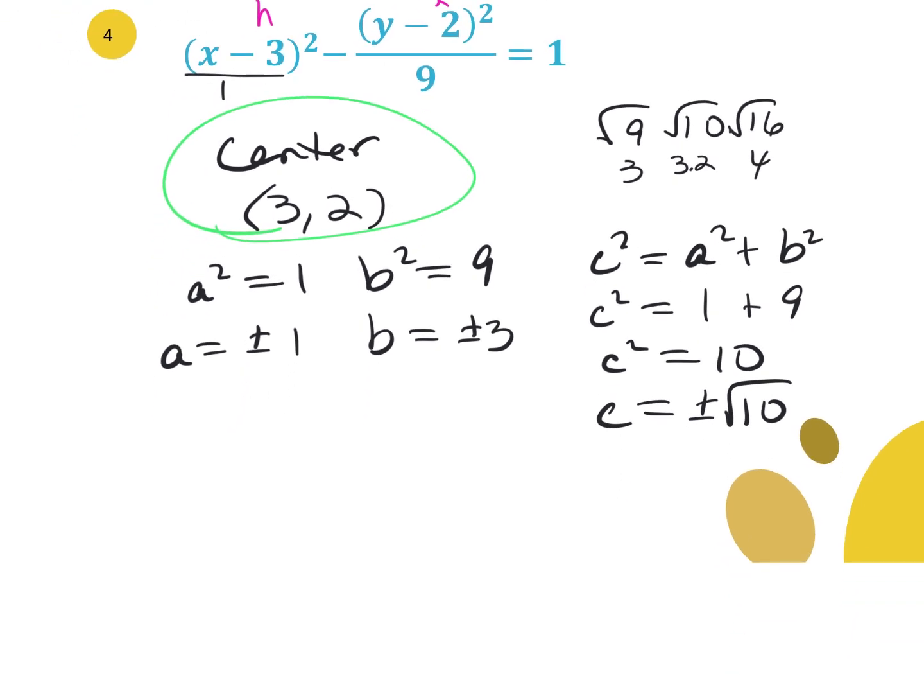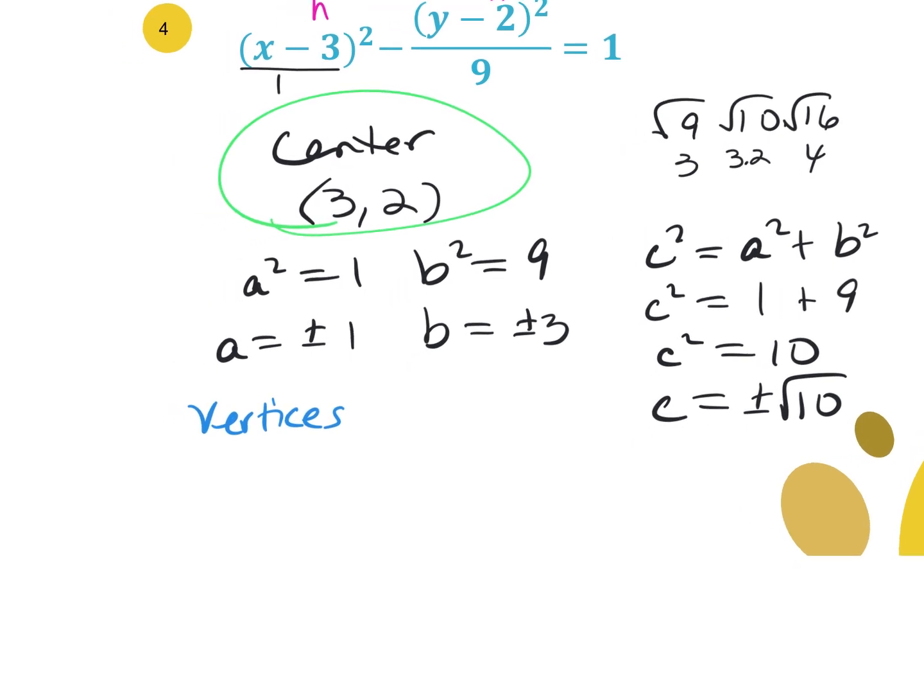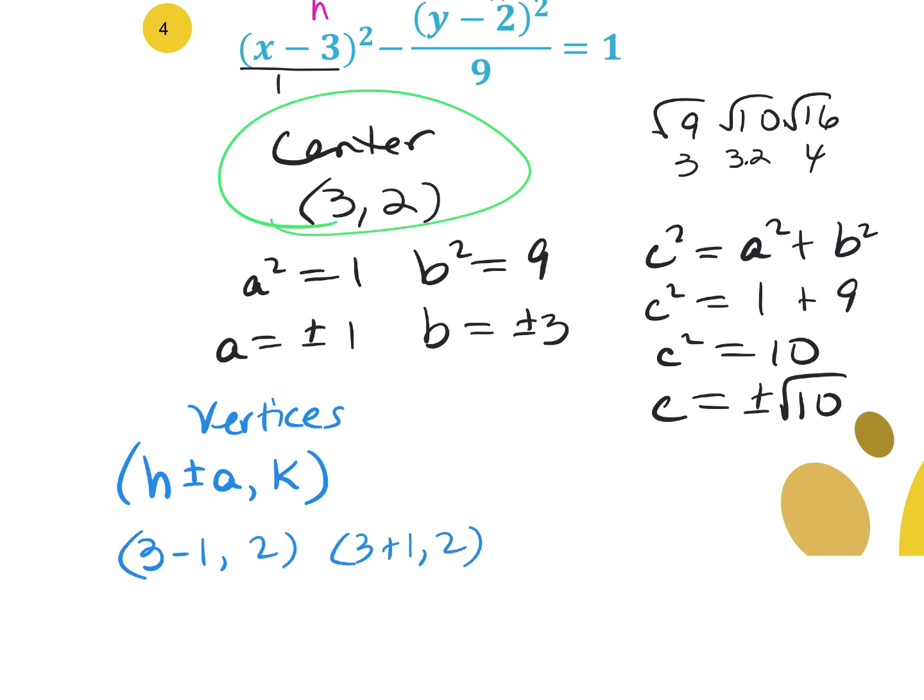So now for my vertices, the vertices are going to use the center point, the h and the k, and then that a value. Remember, the first variable we saw was x, so we're going to be adding a to the h, add and subtract it. So my two vertices are going to be located at 3 minus 1, comma 2, and 3 plus 1, comma 2. So 2, comma 2 and 4, comma 2 are my two vertices.